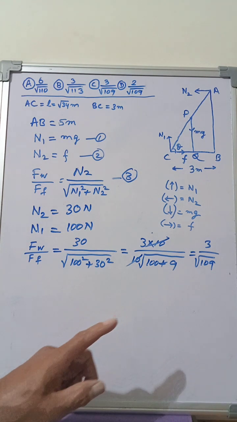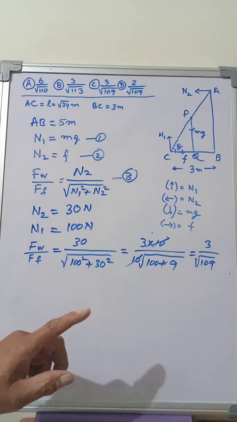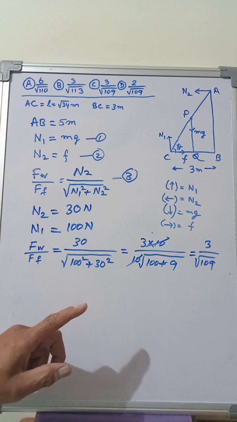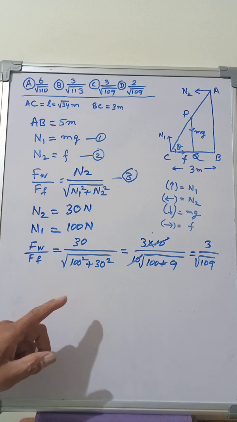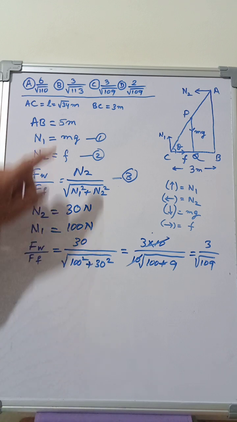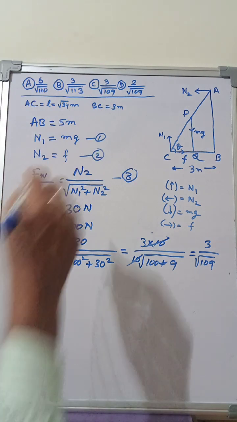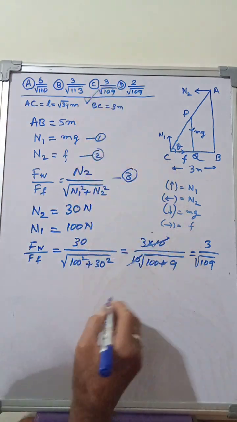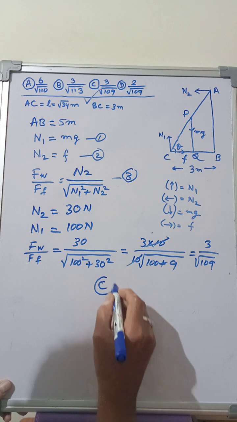This is the required ratio, which happens to be the answer to the question. Therefore, the correct option is C. So C is the correct option.